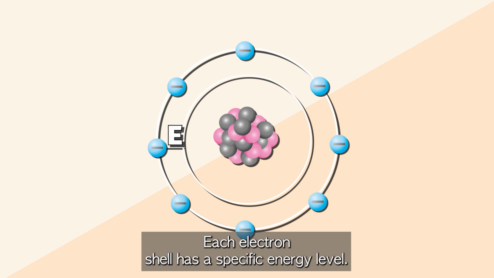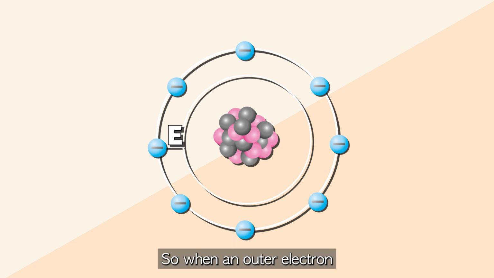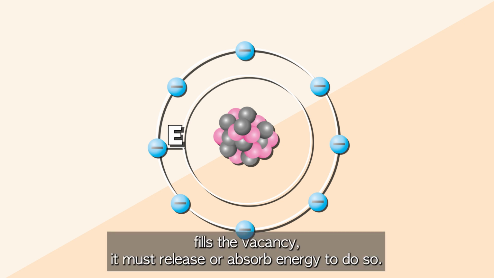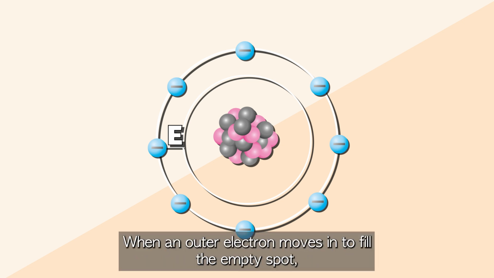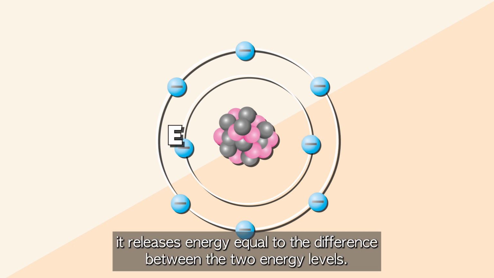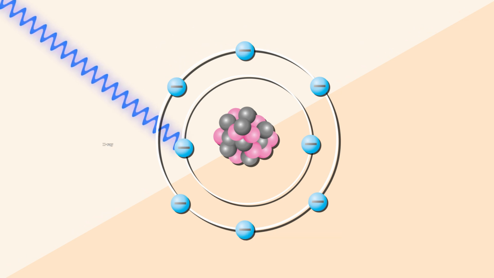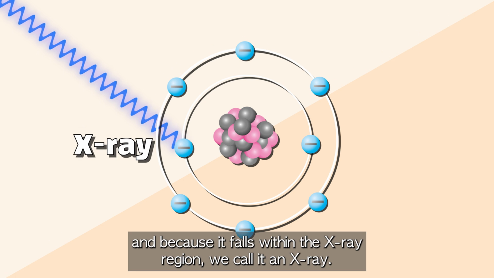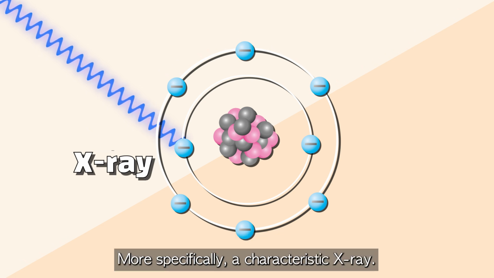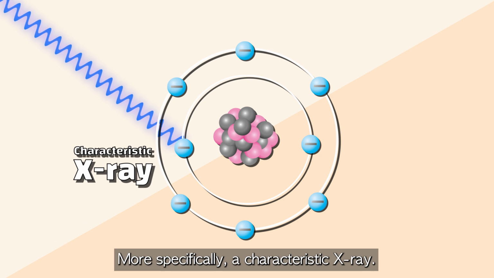Each electron shell has a specific energy level. So, when an outer electron fills the vacancy, it must release or absorb energy to do so. When an outer electron moves in to fill the empty spot, it releases energy equal to the difference between the two energy levels. This energy is emitted as an electromagnetic wave, and because it falls within the X-ray region, we call it an X-ray, more specifically, a characteristic X-ray.